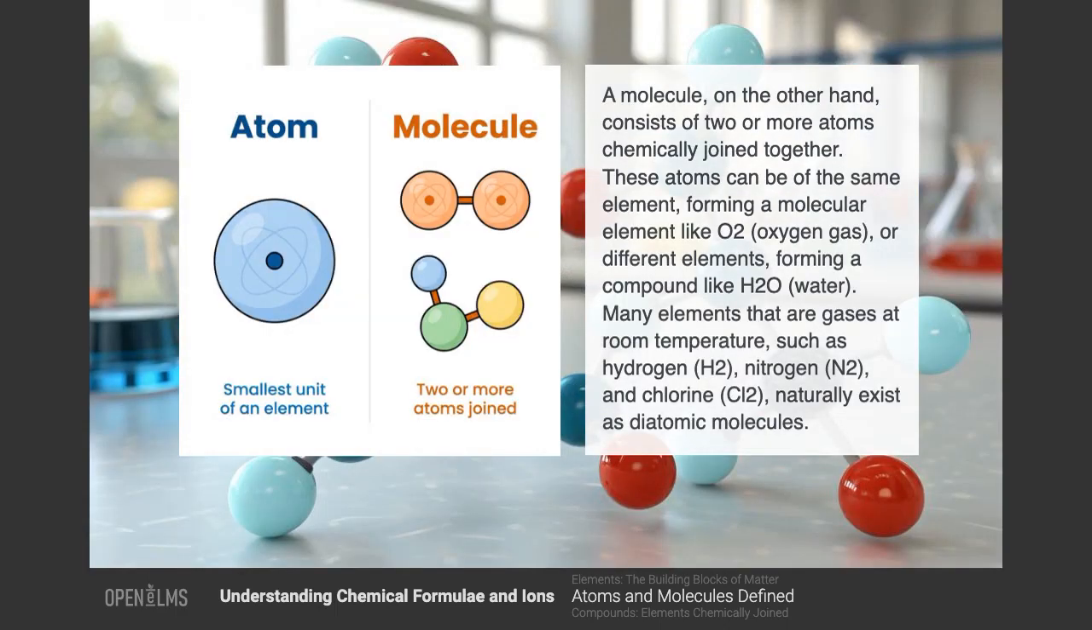A molecule, on the other hand, consists of two or more atoms chemically joined together. These atoms can be of the same element, forming a molecular element like O2, oxygen gas, or different elements, forming a compound like H2O, water. Many elements that are gases at room temperature, such as hydrogen, H2, nitrogen, N2, and chlorine, Cl2, naturally exist as diatomic molecules.